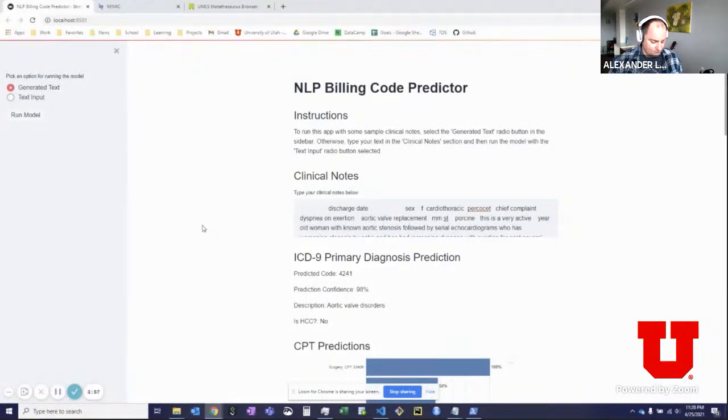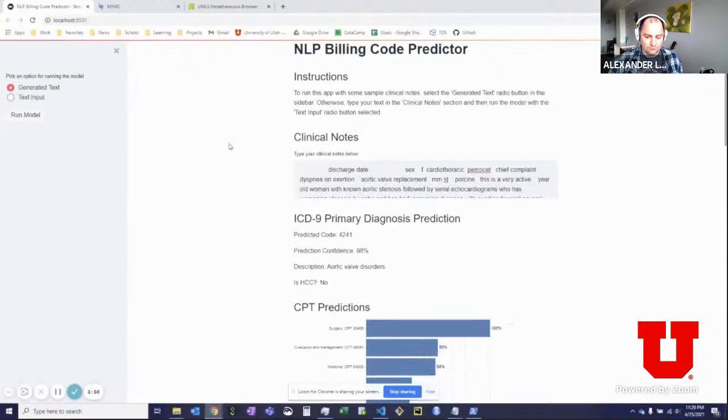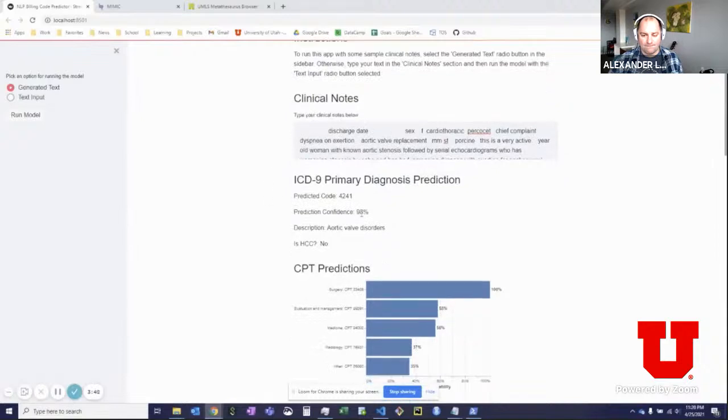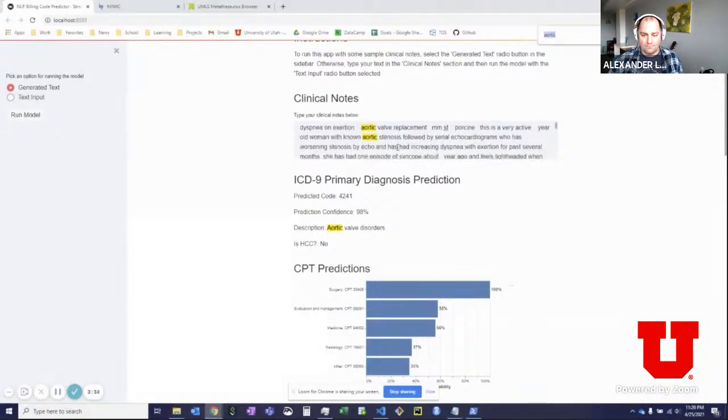So in this example, I have it already pulled up since I don't have a ton of time, but with the generated text option selected, there's the notes that were auto-filled here. If the text input was selected, this would clear, and the physician could put in the notes here. The prediction that was made in this instance was an aortic valve disorder. If you just do a quick search for aortic, you can see that it is in the text, and that seems to be probable that that is the primary diagnosis. The model predicted it with 98% confidence that this is the case.